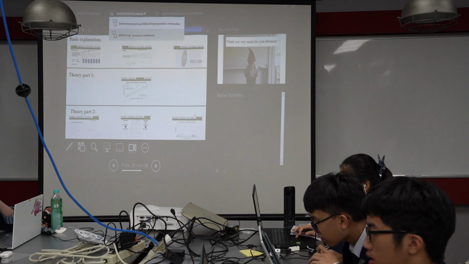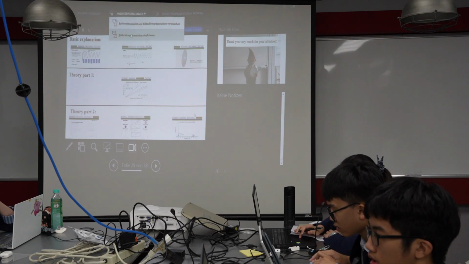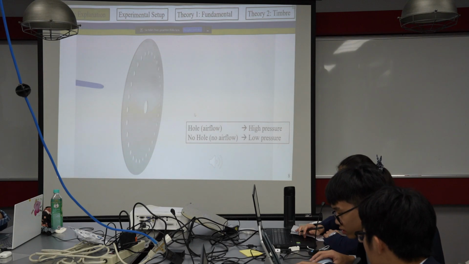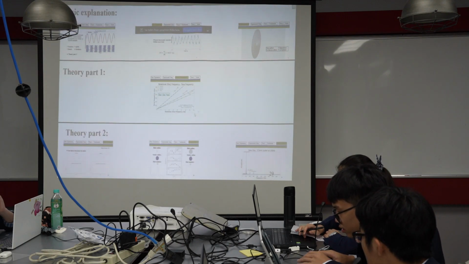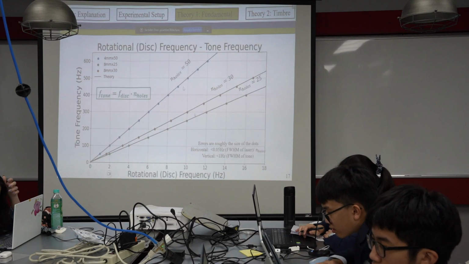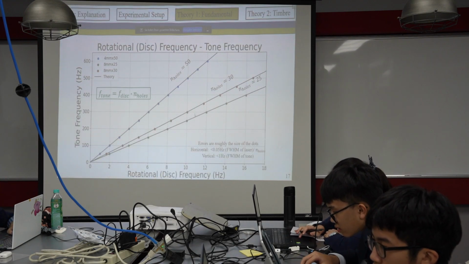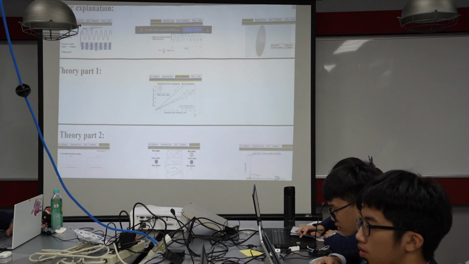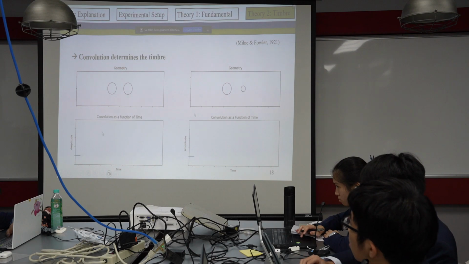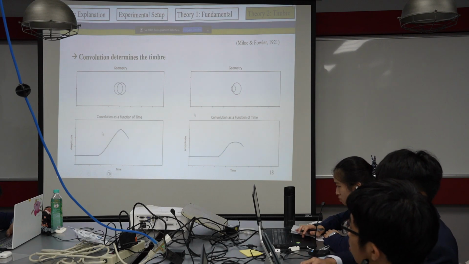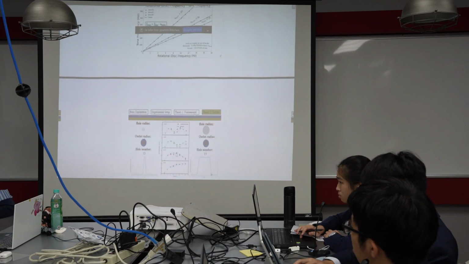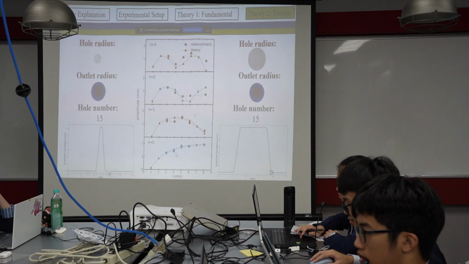We additionally looked at where the sound of a siren disk actually comes from. In the first part of my theory, we then investigated the pitch and the relationship between the frequency and the pitch. Then in the second part of my theory, we investigated the timbre of a tone through looking at the convolution of two functions. And using a simulation, we varied the parameters of hole size, outlet size, and hole number.